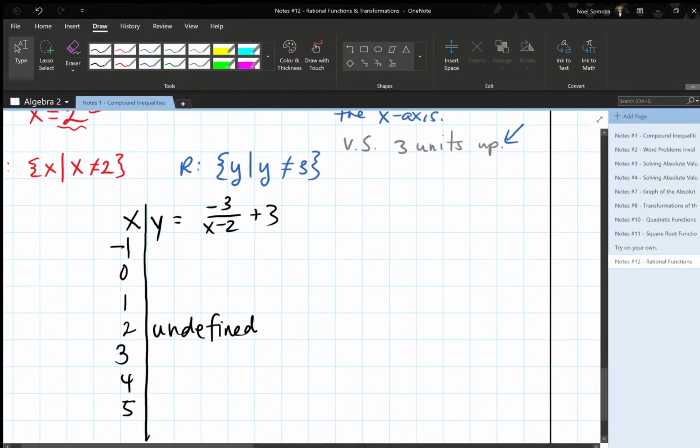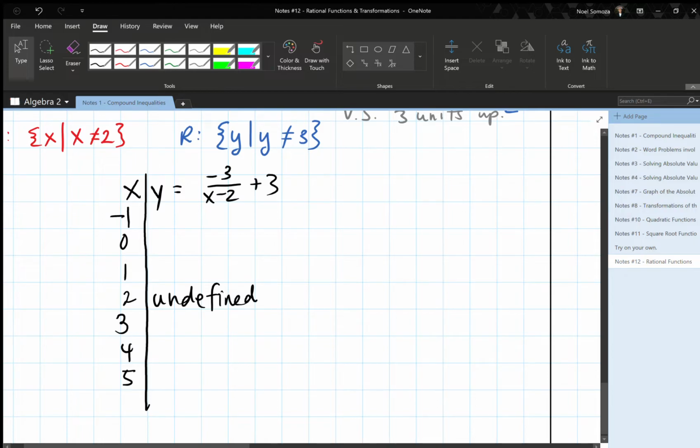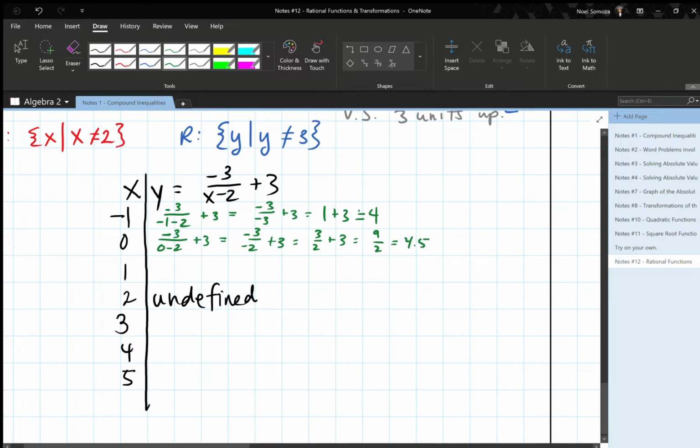Let's go ahead and try to clean this up. We have -3 all over -1 minus 2, and then plus 3. That's going to give us -3 over -3 plus 3. Well, -3 divided by -3 is 1, plus 3 equals 4. Now we have -3 all over 0 minus 2 plus 3, which gives us -3 over -2 plus 3. That's the same as 3 over 2 plus 3, which is equal to 9 over 2. That is also the same thing as 4.5.